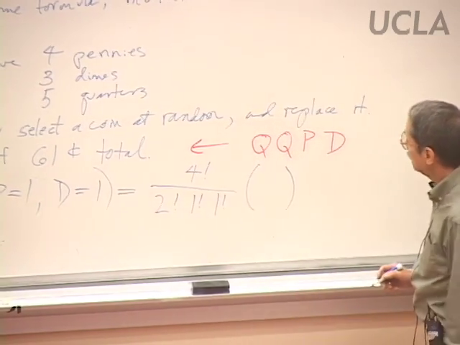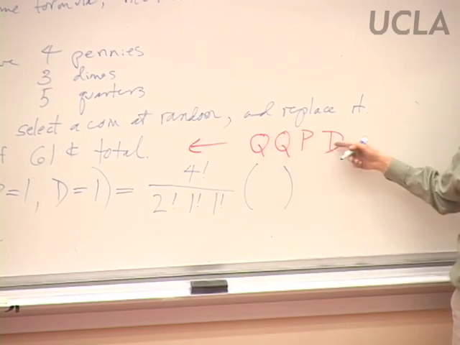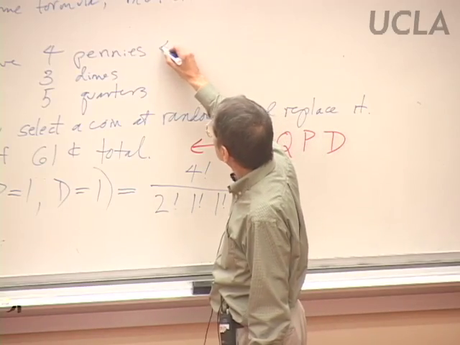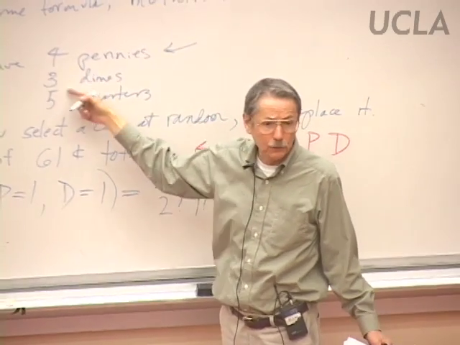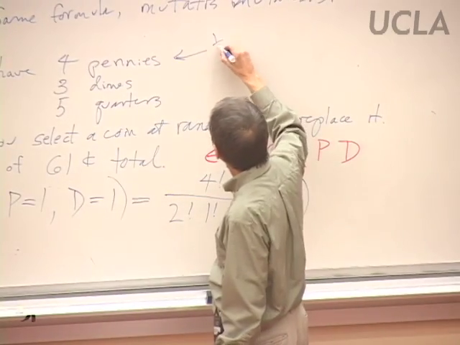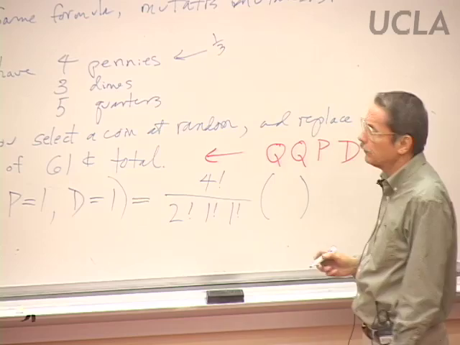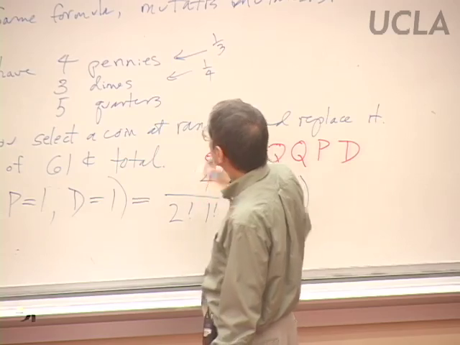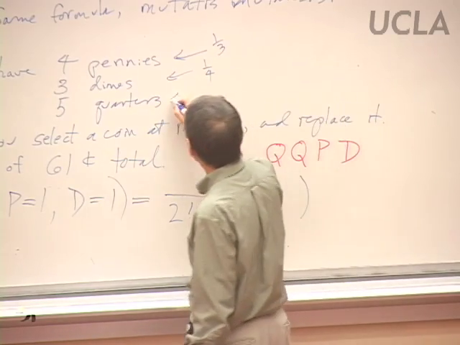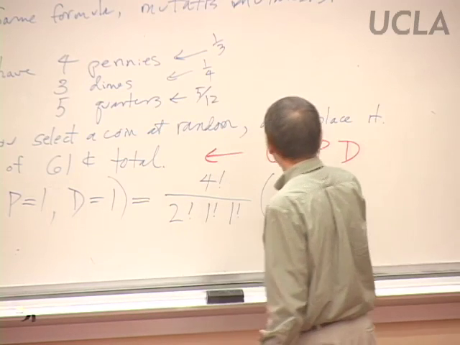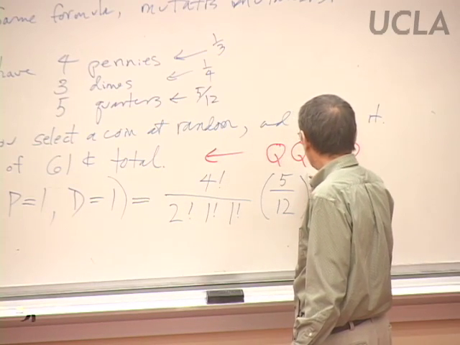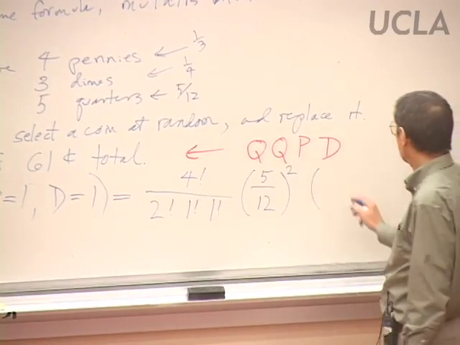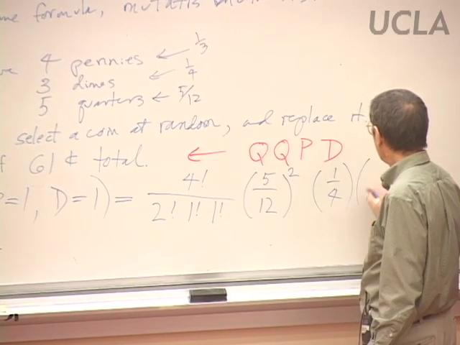And now we want the probability of getting any one of these arrangements. Well, so we need probabilities. There are 4 of these 12 coins that are pennies, so we have probability 1/3 of getting a penny. 3 of the 12 are dimes, so we know the probability there. 5 of the 12 are quarters. So we have (5/12) squared for the 2 quarters times 1/4 times 1/3.